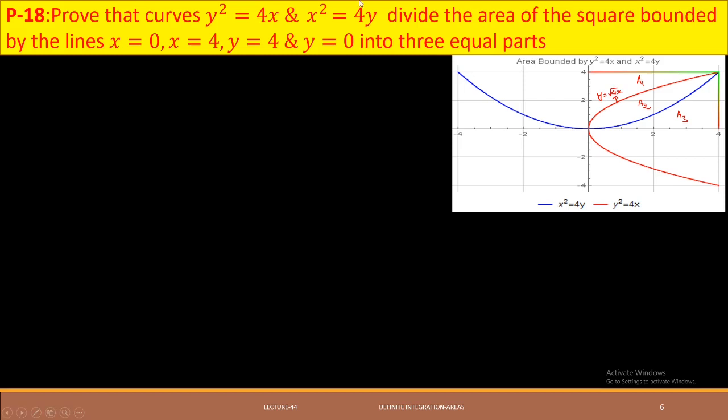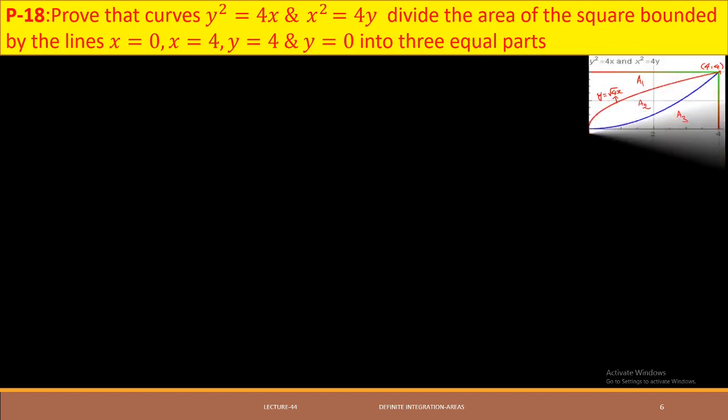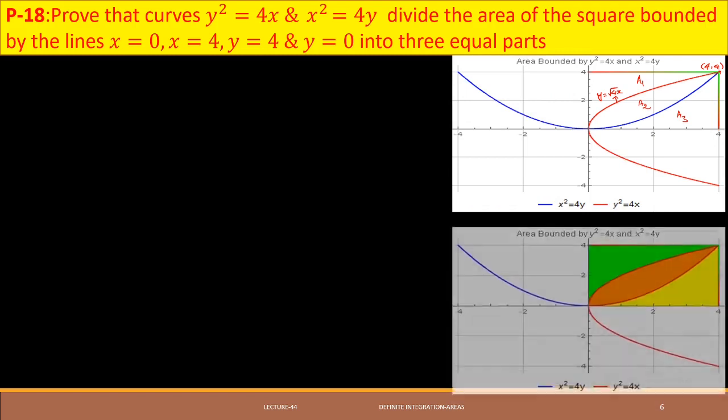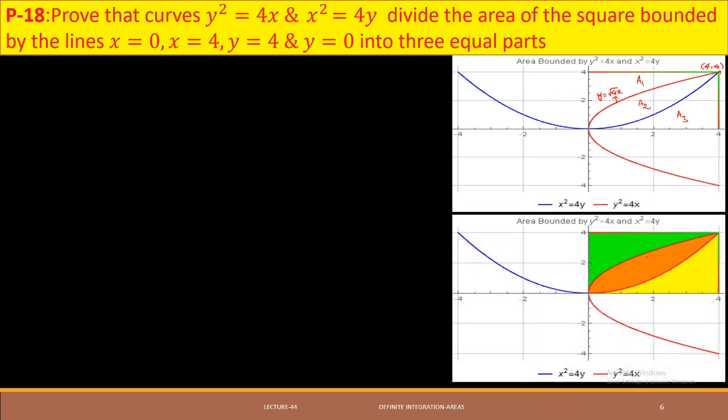Okay, now let us see how we go about finding areas. All these curves intersect at some point, and you can see that this horizontal straight line and vertical straight line intersect at 4, 4. I think this point is 4, 4. Okay, let me show you the shaded region. Yeah, this is the shaded region.